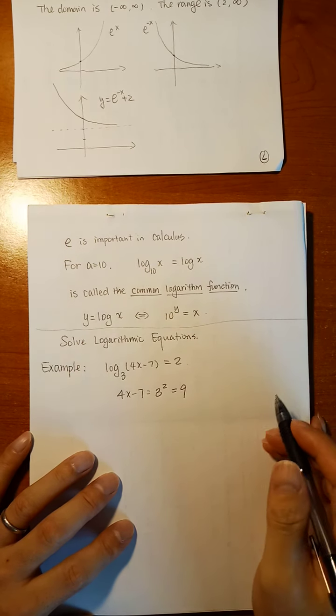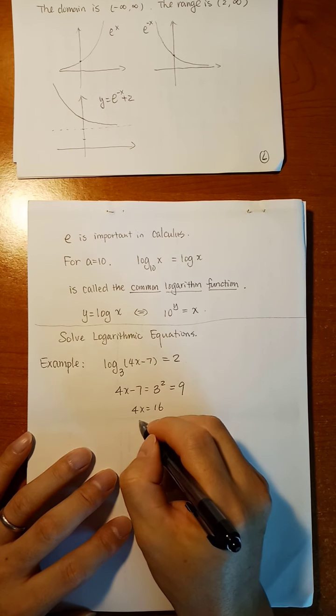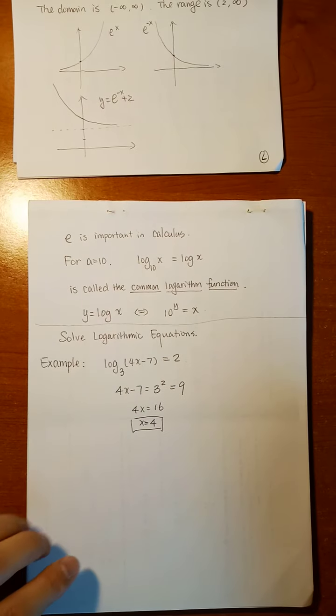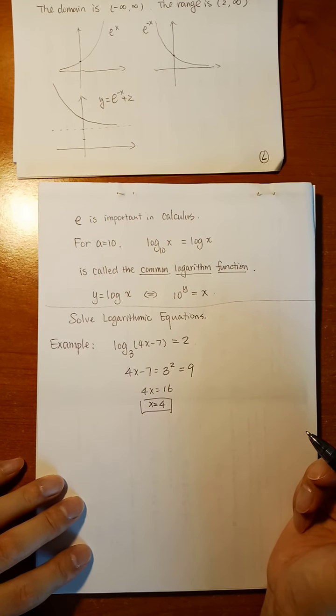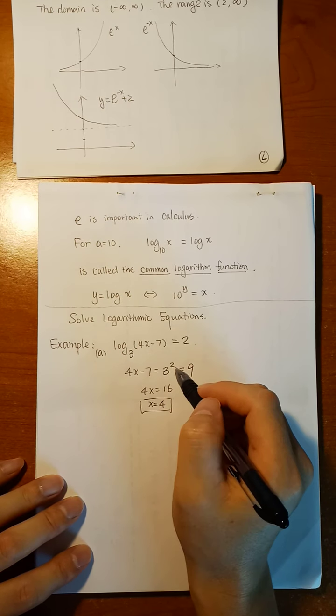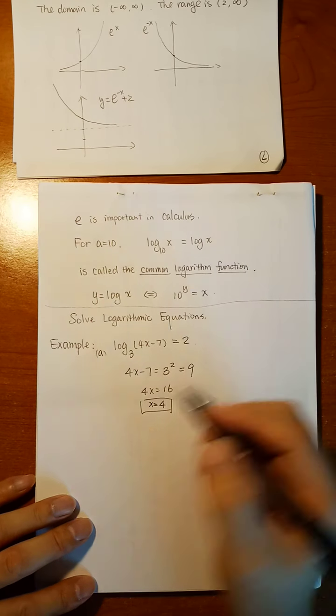So this is a simple linear equation. 4x is 7 plus 9, 16. So x is 4. This is the answer. So we always translate the logarithmic equation to the exponential equation.